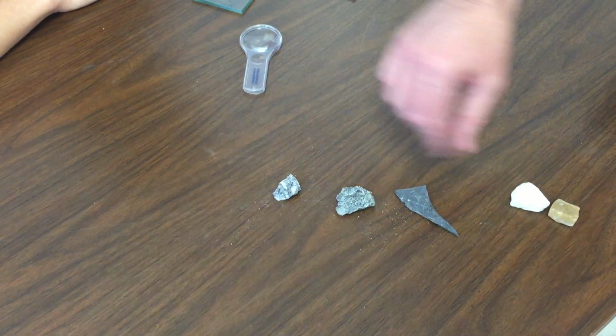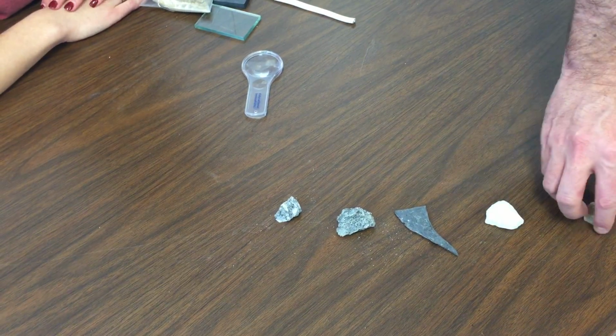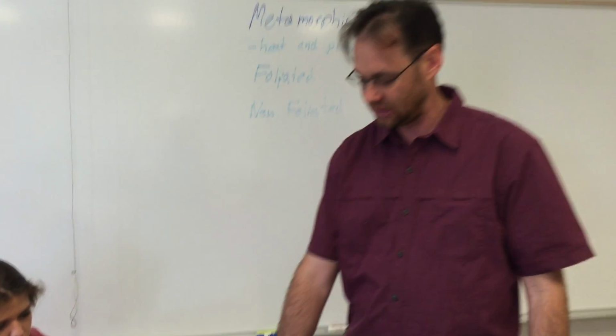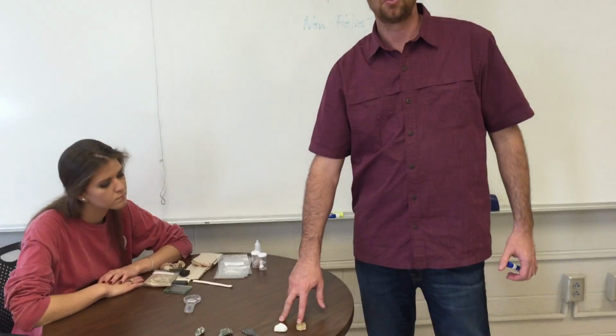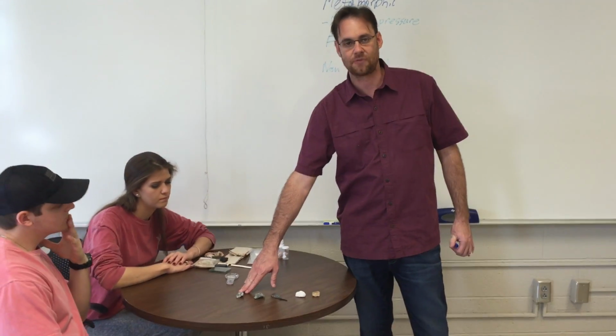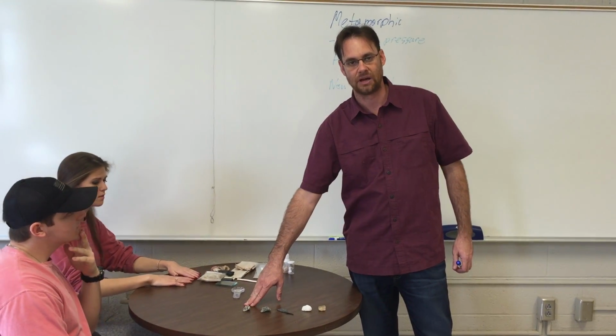This is also the order in which we can tell how much relative heat and pressure has been experienced. The less foliated rocks will have low amounts of heat and pressure, relatively speaking, and then the highly foliated rocks will have high amounts of heat and pressure.